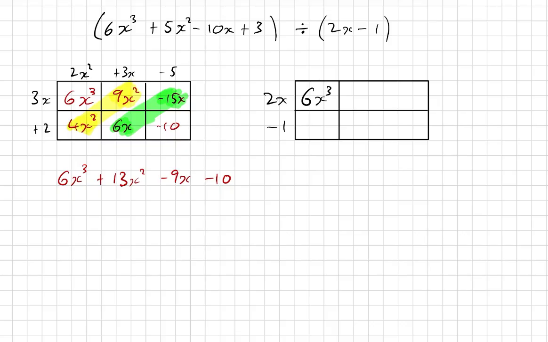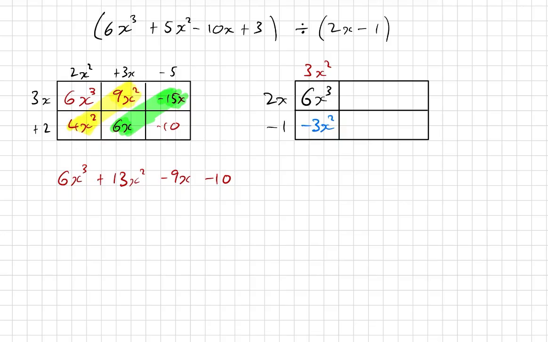Well, 6 divided by 2 is 3. x cubed divided by x is x squared. So now I have the length of that box. That length of that box is also the same as the length of this box, so I can get this area now. 3x squared times -1 is -3x squared.